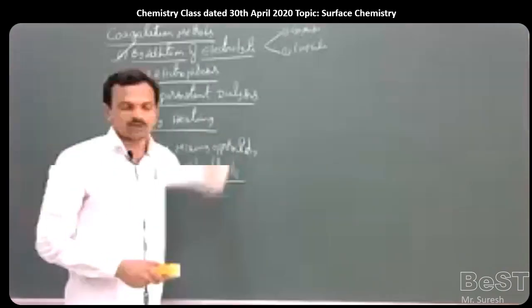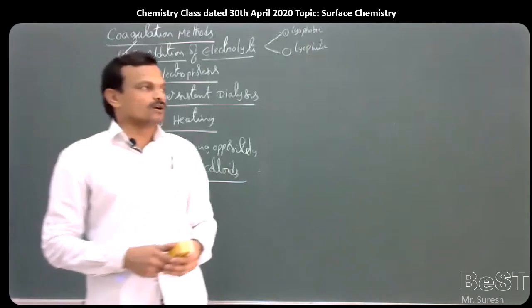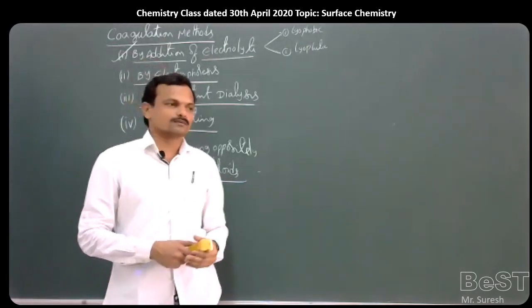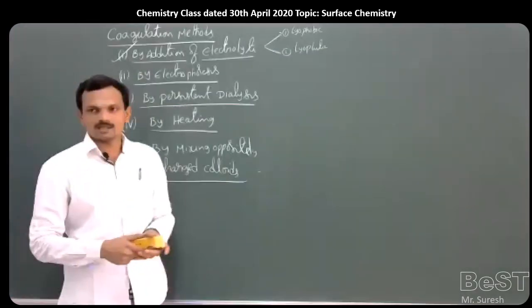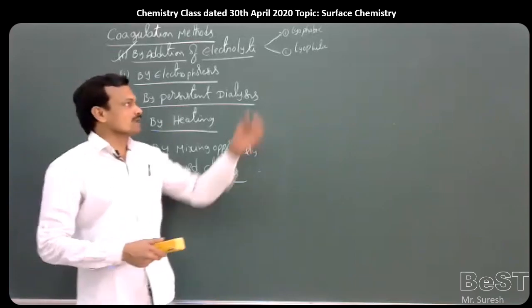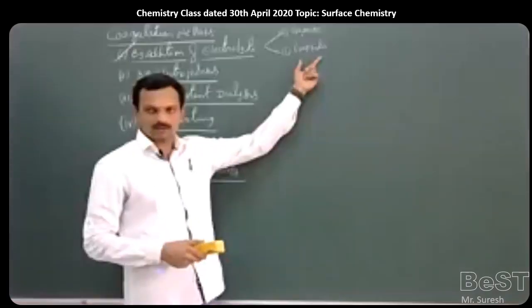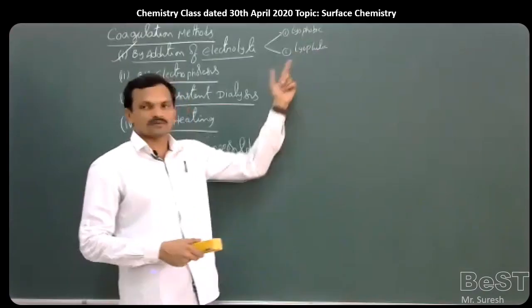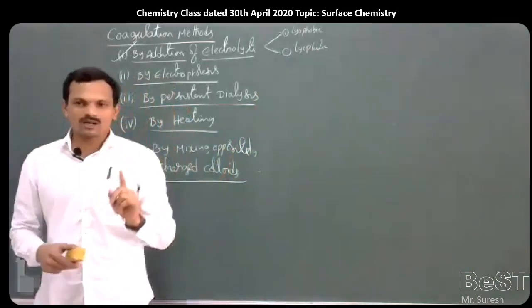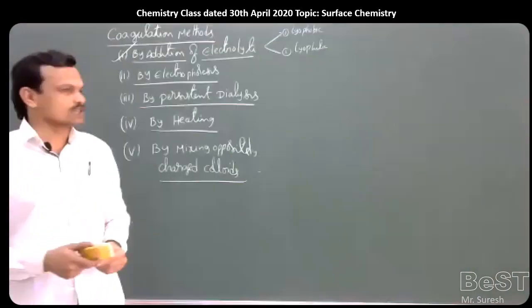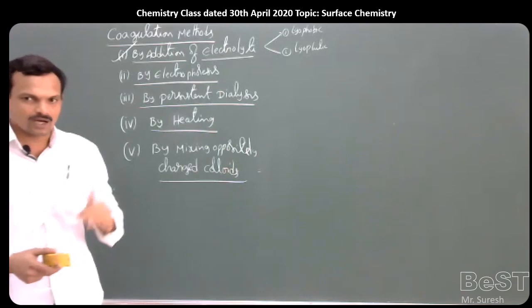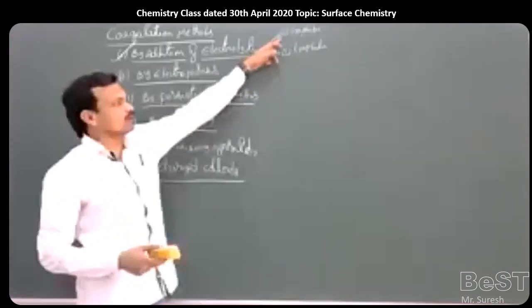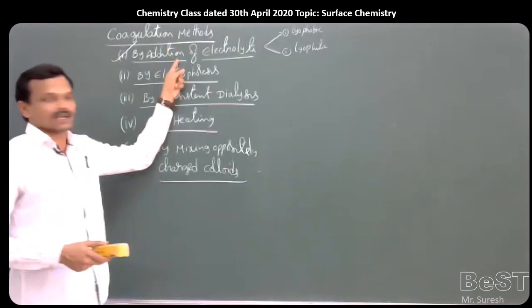Among lyophilic and lyophobic colloids, lyophobic colloids are less stable, so they can be coagulated easily, whereas lyophilic colloids are more stable, and the stability of these lyophilic colloids is due to one, solvation, and one more, charge. Then how to coagulate these lyophilic and lyophobic colloids by the addition of electrolytes?